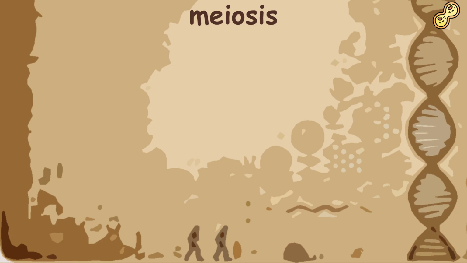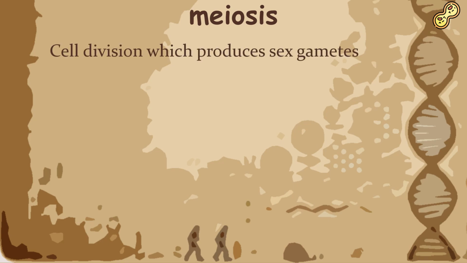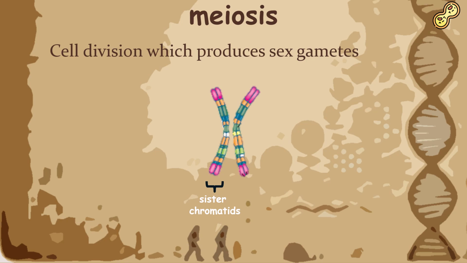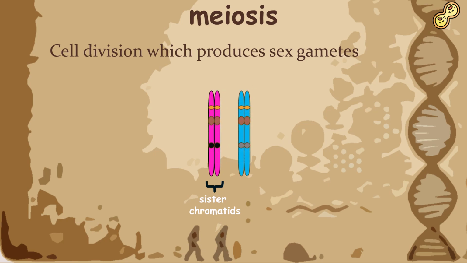To understand why this is so, we first have to touch on meiosis and the distribution of alleles. Meiosis is a cell division that produces sex gametes, which is a fancy way of saying sex cells. Remember your pair of homologous chromosomes with 2 pairs of sister chromatids. The pair consists of 1 chromosome from your mum and the other from your daddy.